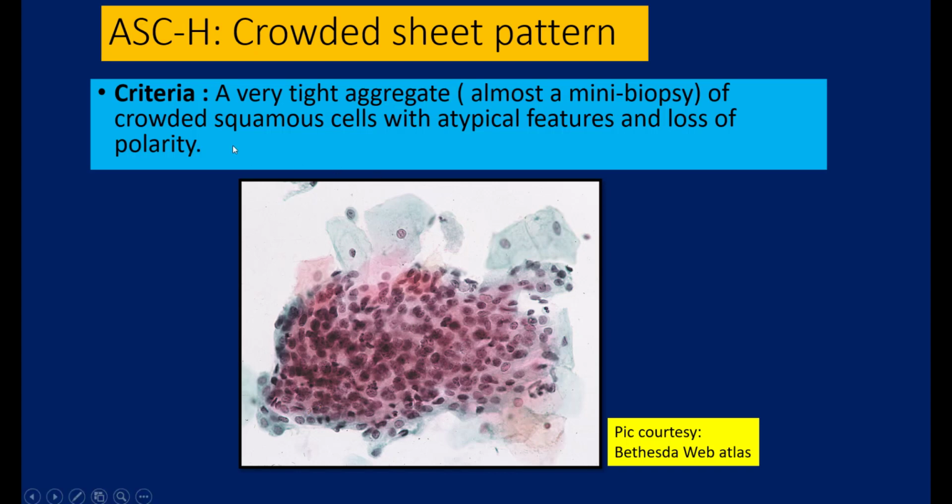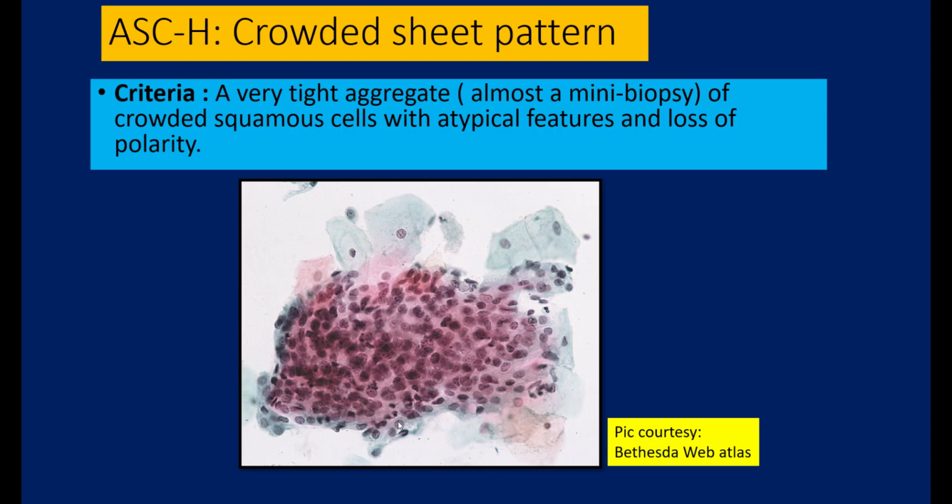The next pattern in ASC-H is far more difficult to really put our foot down and interpret, and that's why we call it ASC-H. It is the crowded sheet pattern. In this, we find a very tight aggregate, which almost looks like a mini biopsy of crowded squamous cells with atypical features, some degree of loss of polarity. We look at the cells at the edges. We are not very confident to call it a high-grade cell.